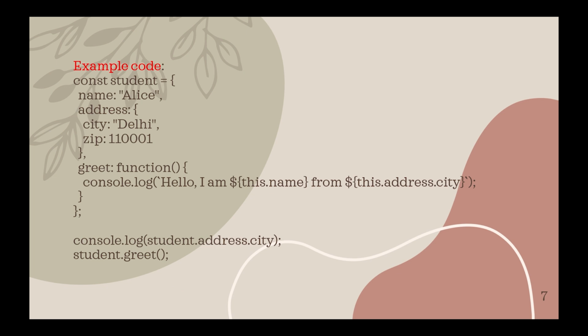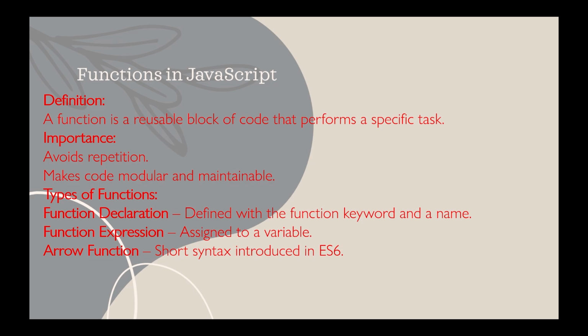And coming to functions in JavaScript, a function is a reusable block of code that performs a specific task. Its importance is reusability; it makes code modular and maintainable. There are different types of functions: function declaration, function expression, and arrow function. What is the function declaration?